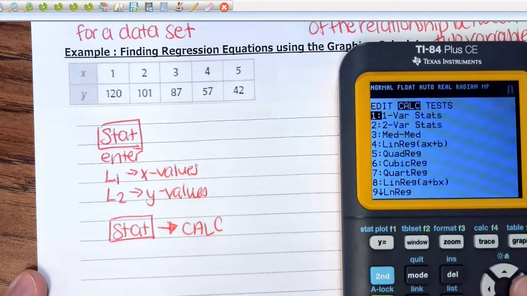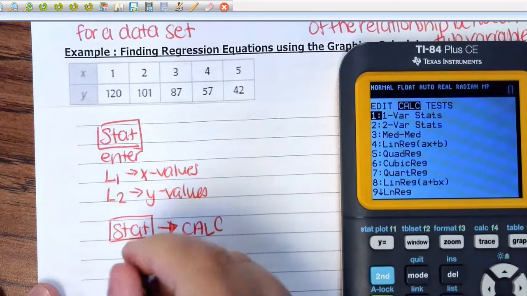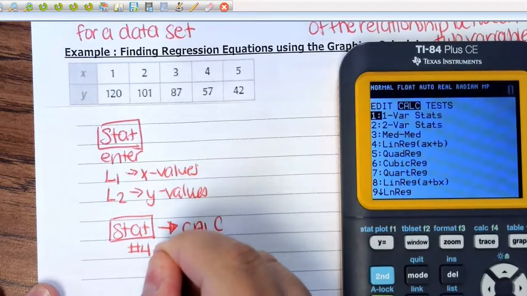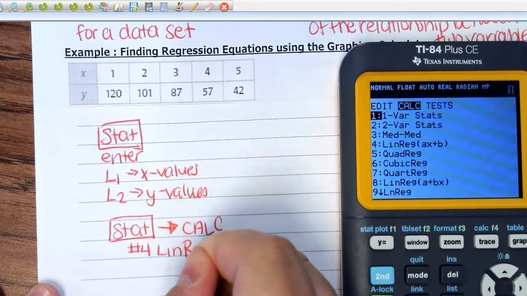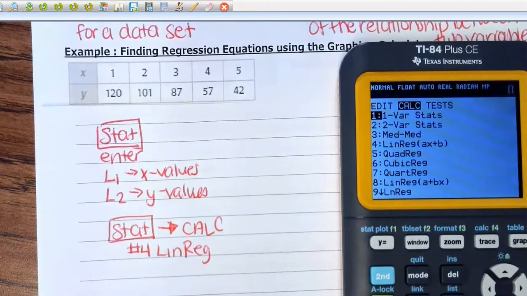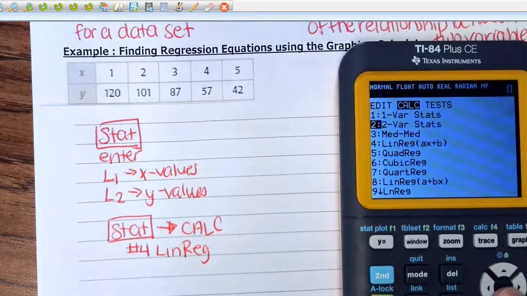And we want the line of best fit. So what you're looking for here is number 4. It says LinReg, which stands for linear regression. And remember, the regression is just the line of best fit. So you can arrow down to that, or you can type the number 4, whatever's easier for you, but you do need to hit enter.